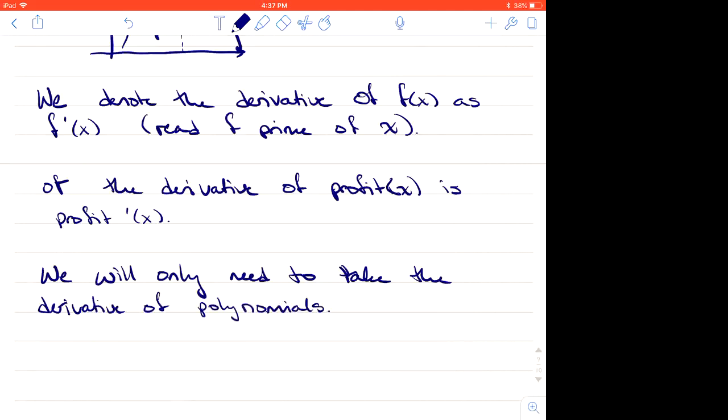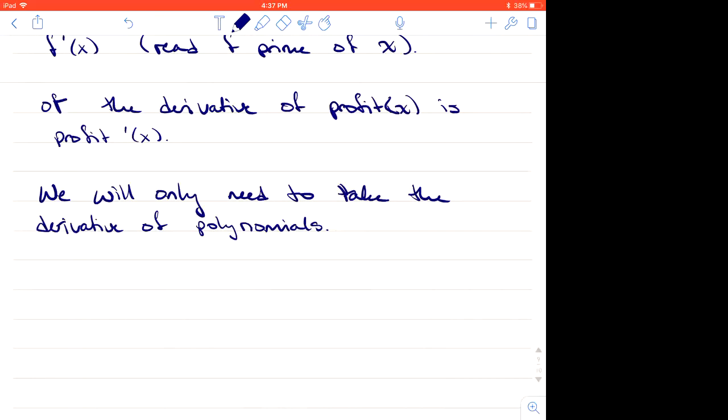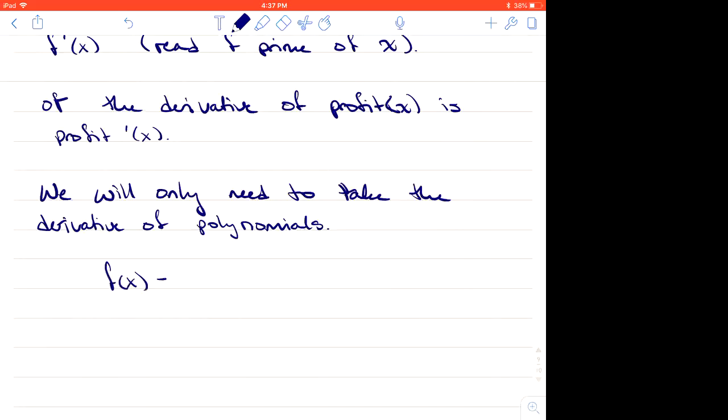What's a polynomial, you ask? Oh, well, we've seen some before, right? For example, a polynomial is something like f of x is 3x to the 4 plus 2x to the 3 plus x squared plus 1. Something like that.